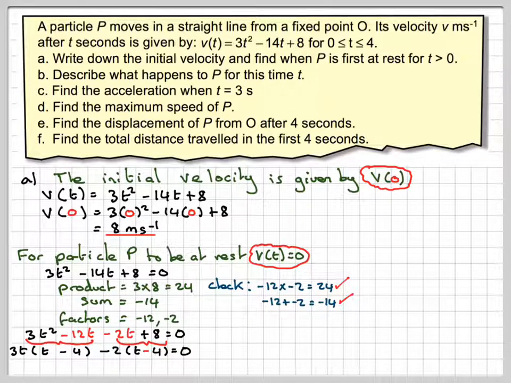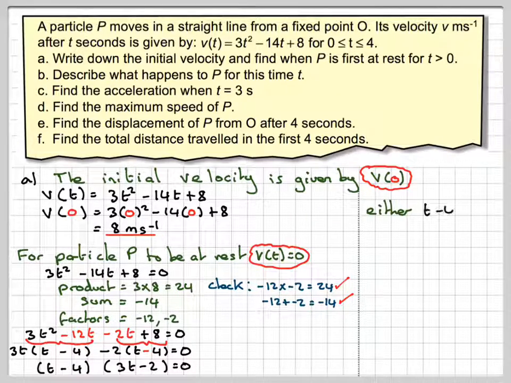Now that can come out as a common factor, so t minus 4, and we're left with 3t minus 2 is equal to 0. So either t minus 4 is equal to 0, which gives t is equal to 4 seconds, or 3t minus 2 is equal to 0, which is going to give t is 2 over 3 seconds.